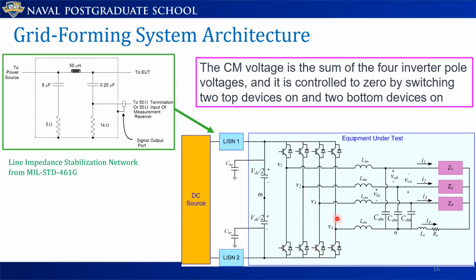The 4 legs, as I mentioned before, are controlled so that you always have 2 switches on the top and 2 switches on the bottom at any given time. So the common voltage, the sum of the 4 voltages, is 0. And then we also, of course, have a filter for this topology on the DC side.